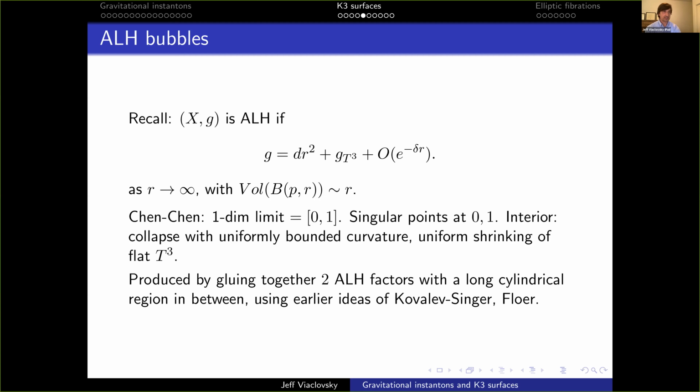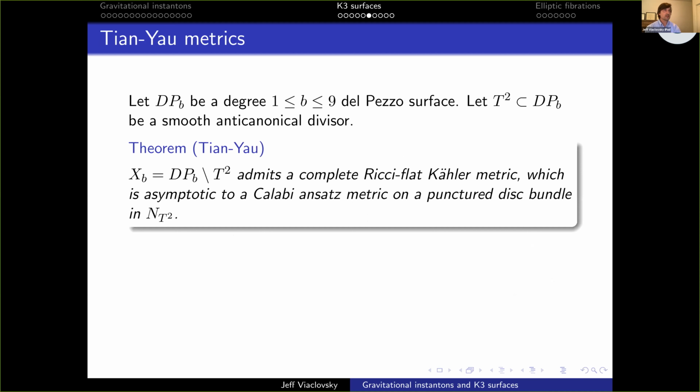Okay, so that's the ALH case. Those are known to arise from K3. So next, I'm going to take a little detour here and talk about the Tian-Yau metrics on del Pezzo surfaces, on the complement of an anti-canonical divisor.